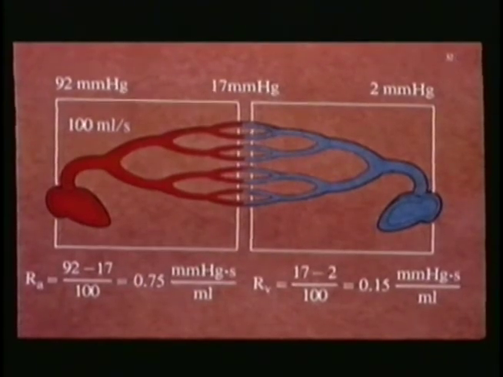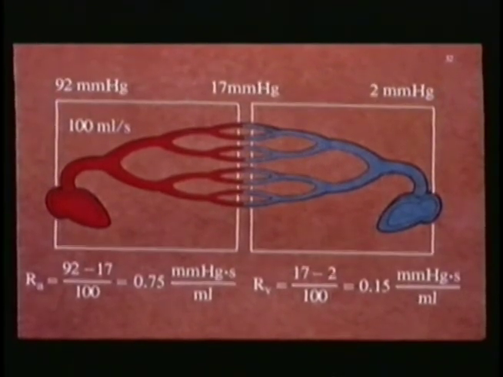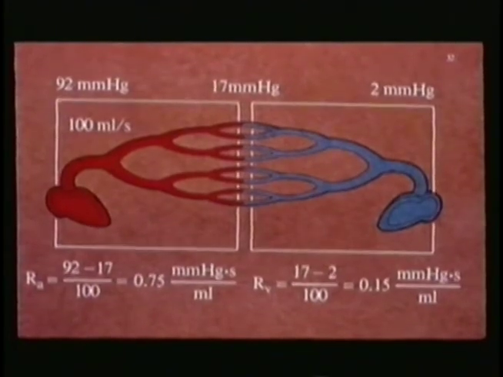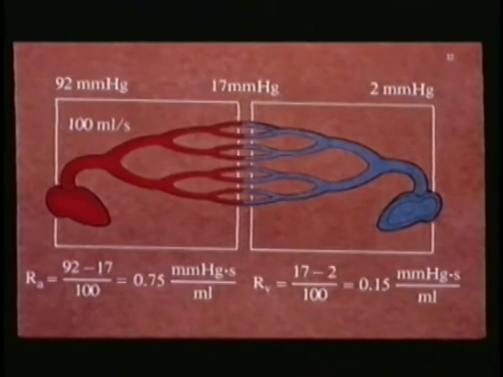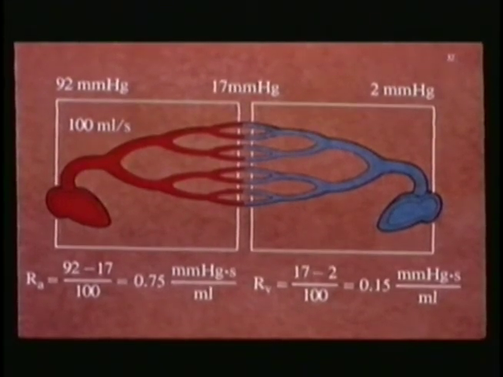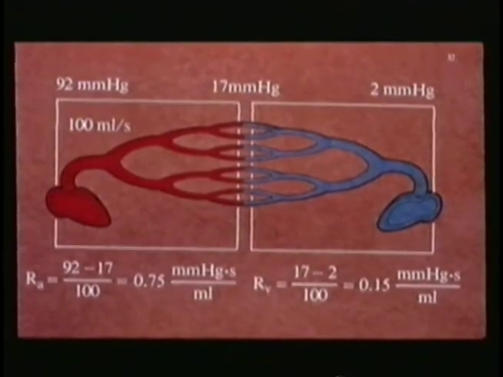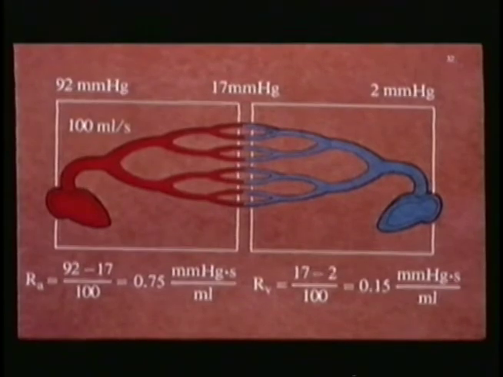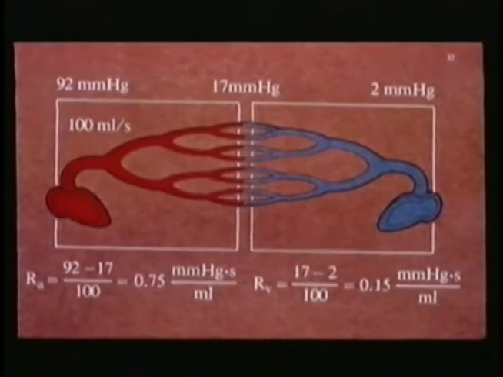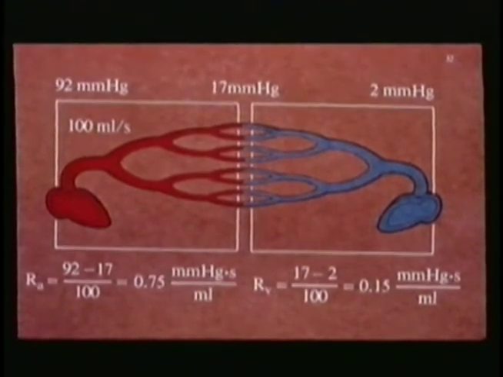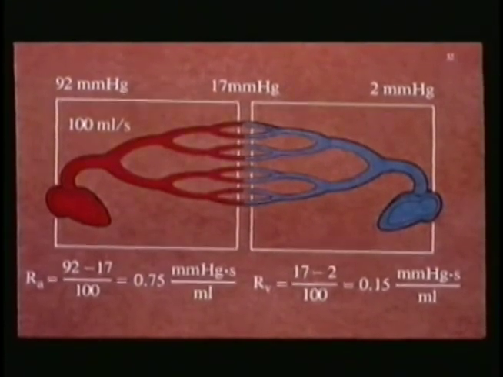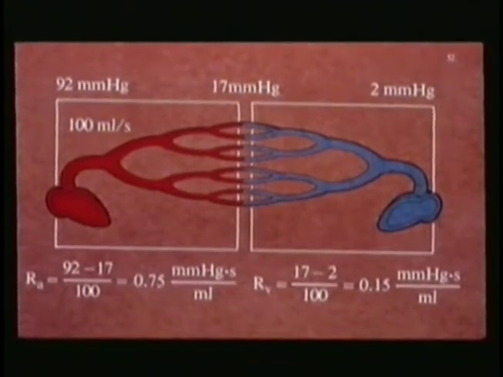32. In this example, we use the values of 92 millimeters mercury for mean arterial pressure, 17 millimeters mercury for mid-capillary pressure, 2 millimeters mercury for right atrial or great vein pressure, and 100 milliliters per second for total blood flow. We obtain a precapillary resistance, RA, of 0.75 and a postcapillary resistance, RV, of 0.15. These values are expressed in resistance units of millimeters mercury second per milliliter.